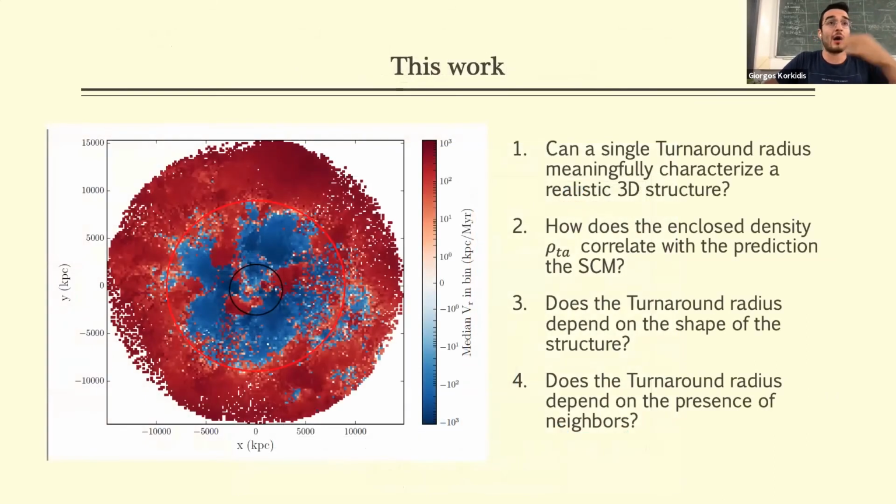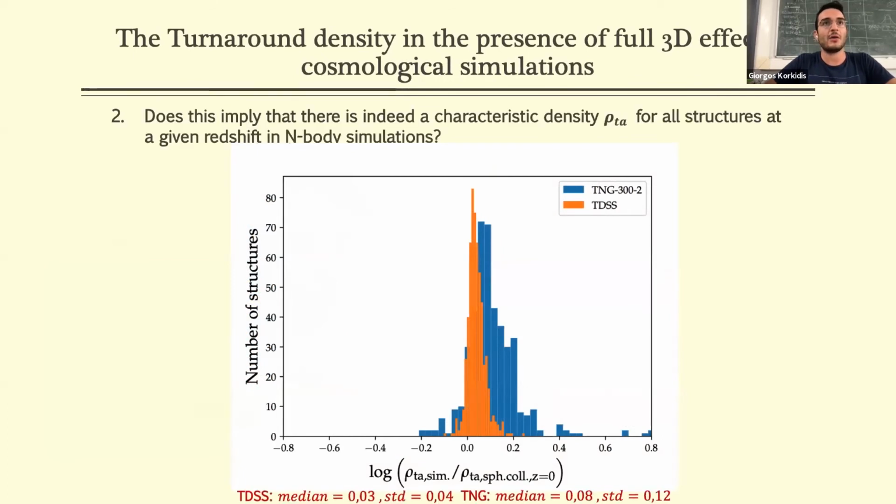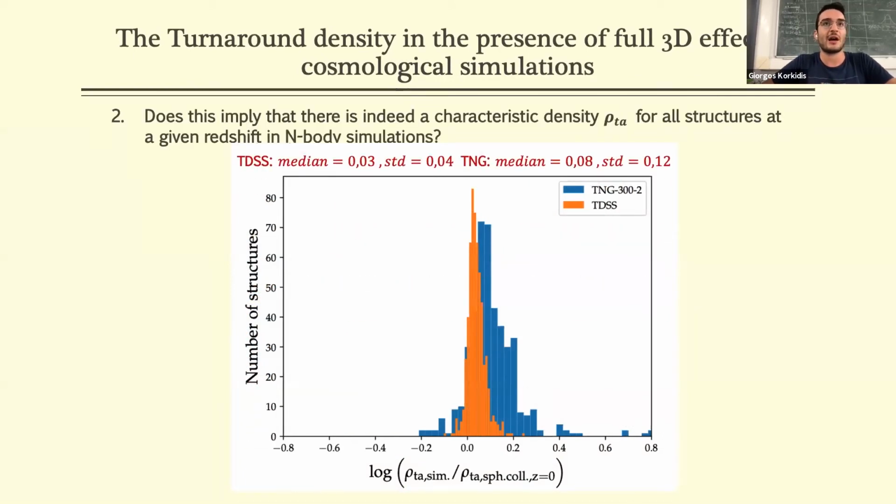Sorry, I should go back. We performed this analysis for about 500 halos of each simulation, and we measured the turnaround density by finding the turnaround radius and the mass of the dark matter particles enclosed in this radius. And so the results and the comparison of our results with theory are plotted in this histogram, where on the x-axis, we plot the logarithm of the turnaround density measured from simulations over the turnaround density as predicted from the spherical collapse model for a redshift of 0.